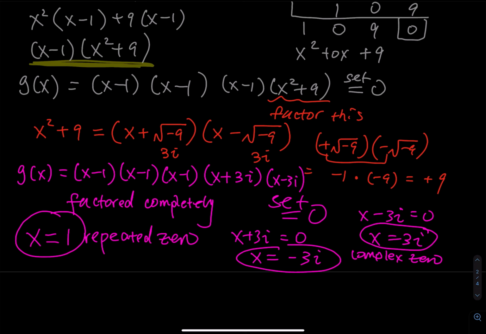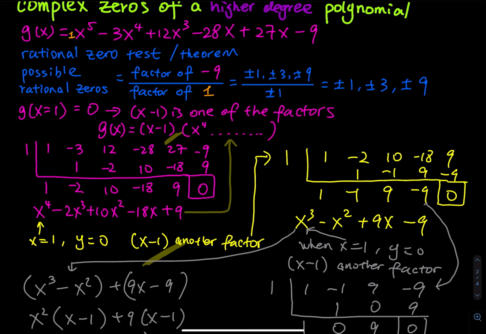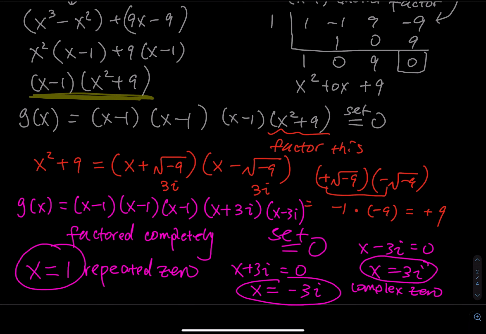Okay, but when you do the graph, you will only see there is one x-intercept at 1, 0. You can graph this. So go back to the very beginning, just put this into decimals or your graphing calculator. You will see this only. X equals 1 is a repeated 0. There is one x-intercept at 1, 0.